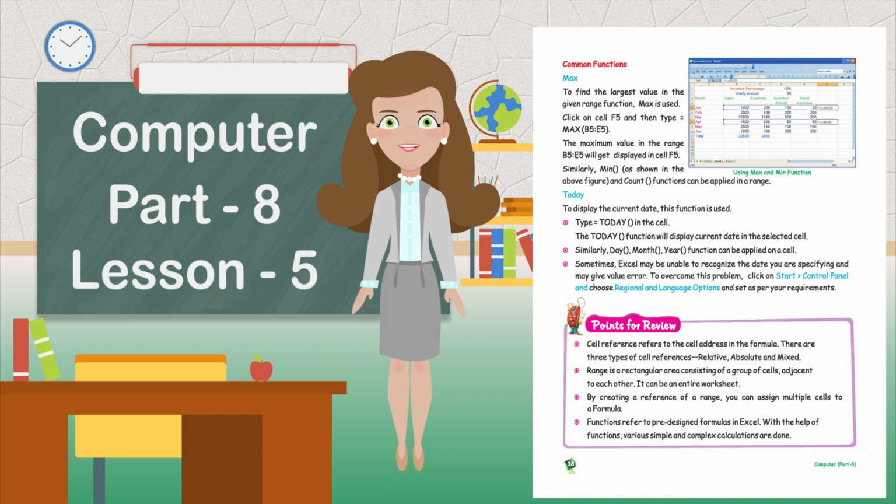Points for review. Cell reference refers to the cell address in the formula. There are three types of cell references: relative, absolute, and mixed. Range is a rectangular area consisting of a group of cells adjacent to each other. It can be an entire worksheet. By creating a reference of a range, you can assign multiple cells to a formula.